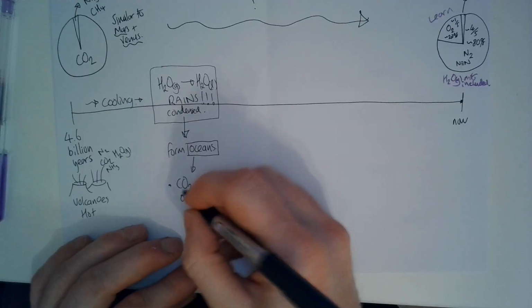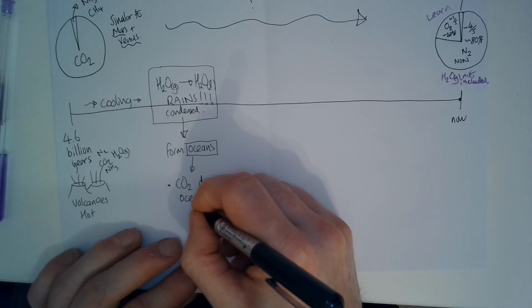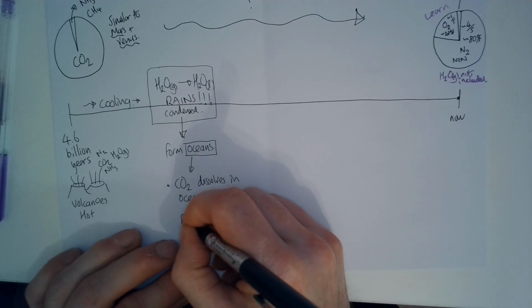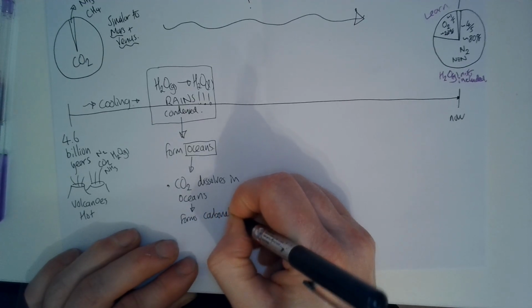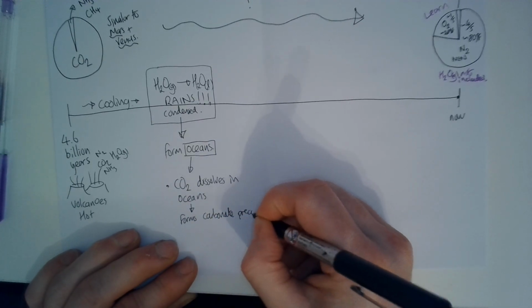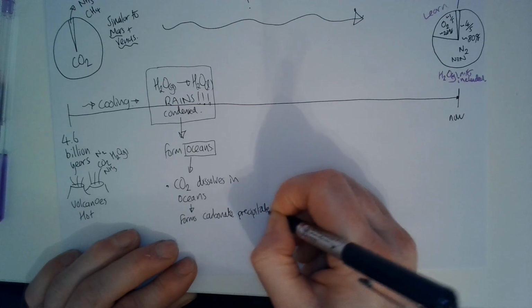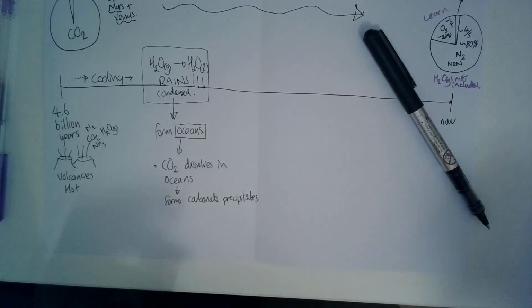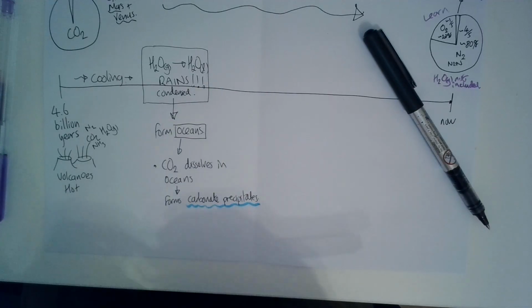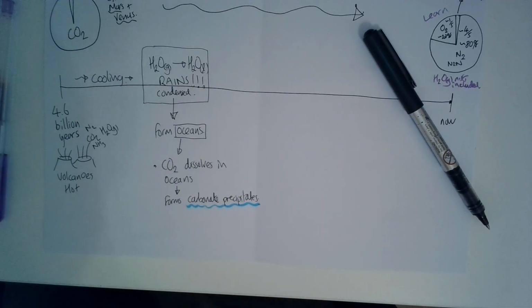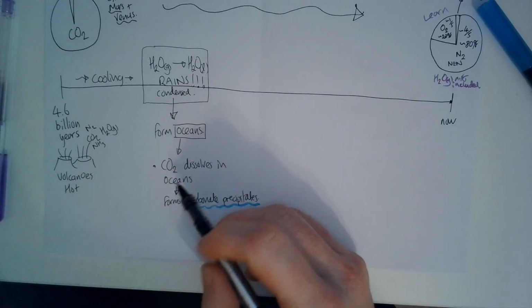When the CO2 dissolves in the oceans, we just got to learn some facts. This forms carbonate precipitates. I know that's a little bit technical, but a carbonate precipitate is something like calcium carbonate, solids start to form.